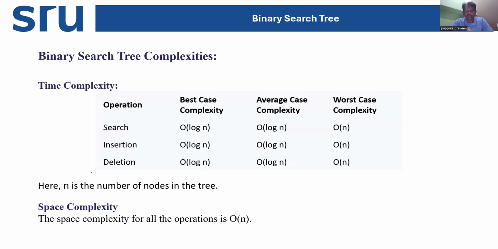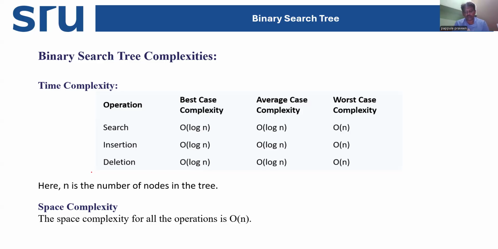Now the binary search tree time complexities. Search operation: best case big O of log n, average time complexity big O of log n, worst case big O of n. Now insertion: big O of log n, big O of log n, and big O of n. Deletion is also the same. Big O of log n is the best case complexity as well as average case complexity, and the worst case complexity is big O of n. Here n is the number of nodes in the tree.